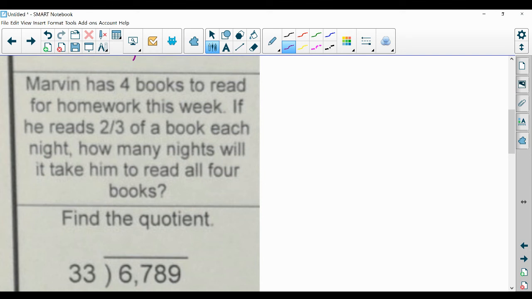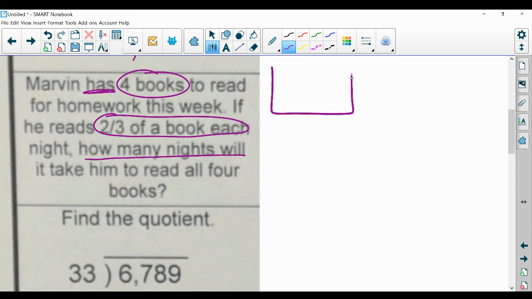It says Marvin has 4 books. Has is a really big key word right here. I have 4 books to read for homework this week. If he reads 2/3 of a book each night, how many nights will it take? We're looking for how many nights will it take him to read all 4 books.